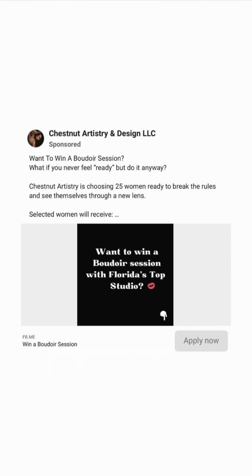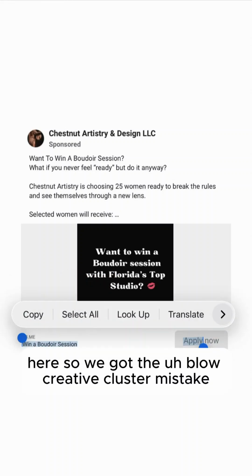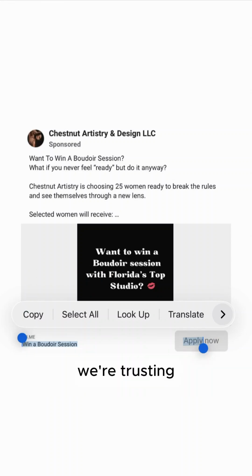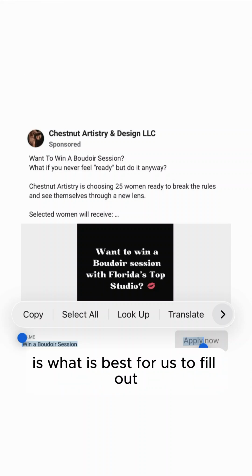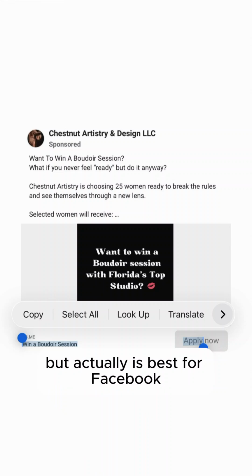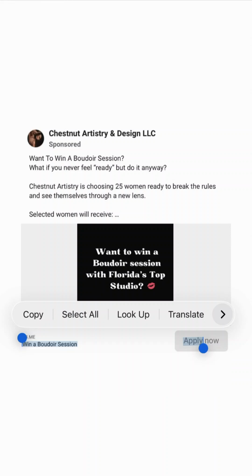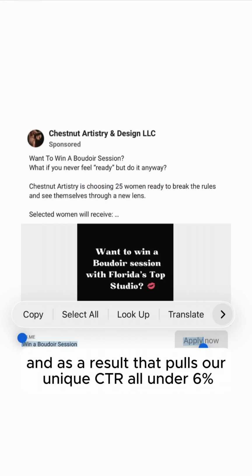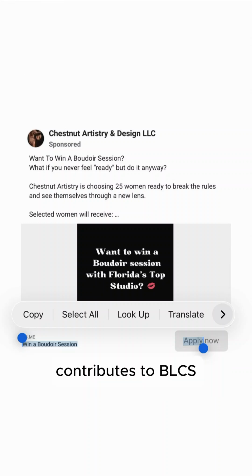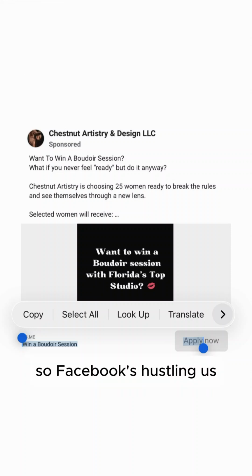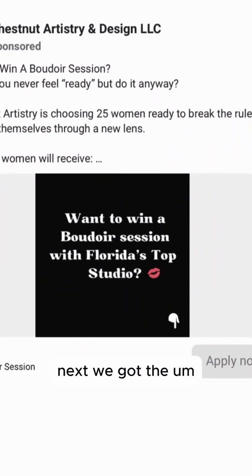So looking here, we got the below creative cluster mistake. The false belief that causes us to make this mistake is we're trusting that what Facebook says we should fill out for our ad is what is best for us to fill out, but actually it's best for Facebook. The consequence of this is way more women scrolling by our ads than necessary. And as a result, that pulls our unique CTR under 6%, contributes to BLCS. Facebook's happy though. More women scrolling by our ad per unit time means Facebook can serve more ads per unit time and earn more money per unit time. So Facebook's hustling us.